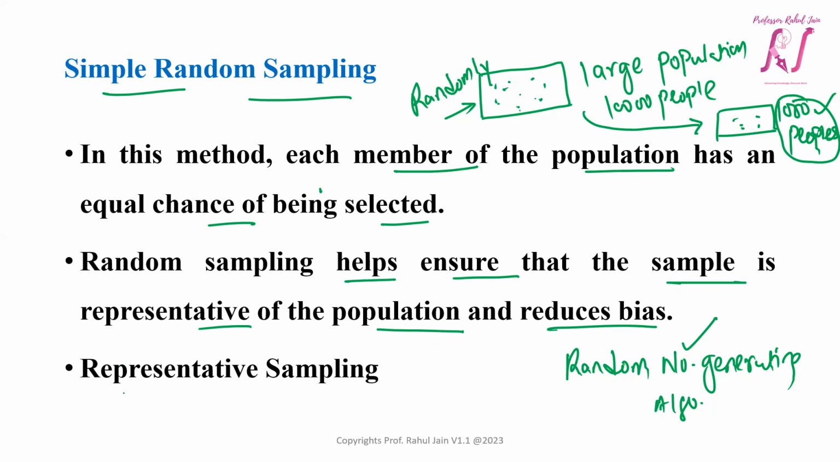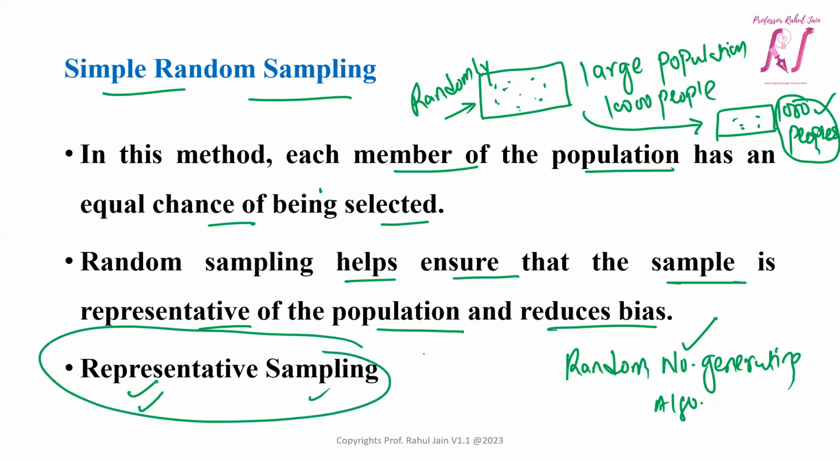One more thing is that it is also called representative sampling. The reason behind it is that the population set is very, very large, and we are representing this larger population set with a smaller set. So it is a kind of representation of this large population set. That is why it is called representative sampling.